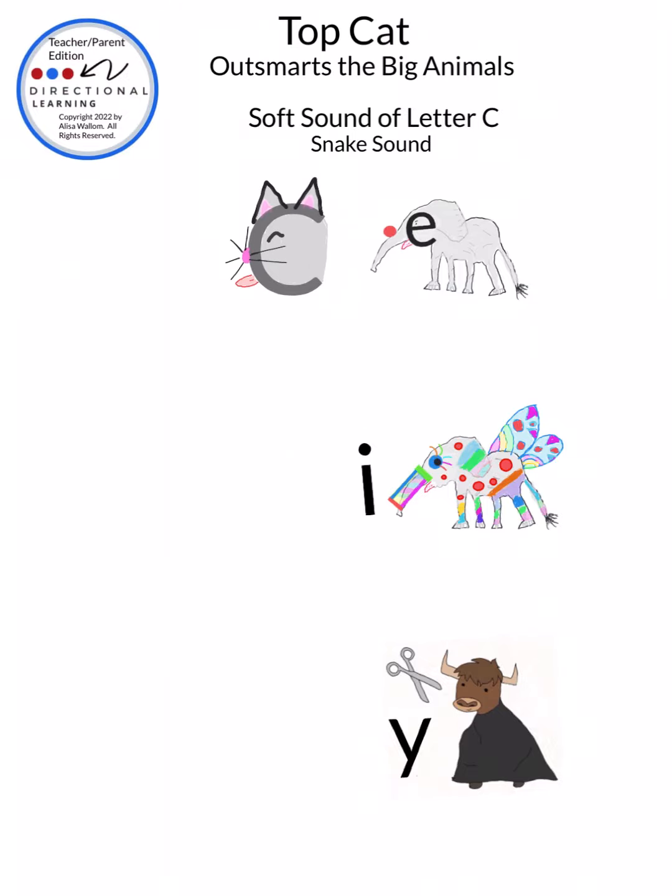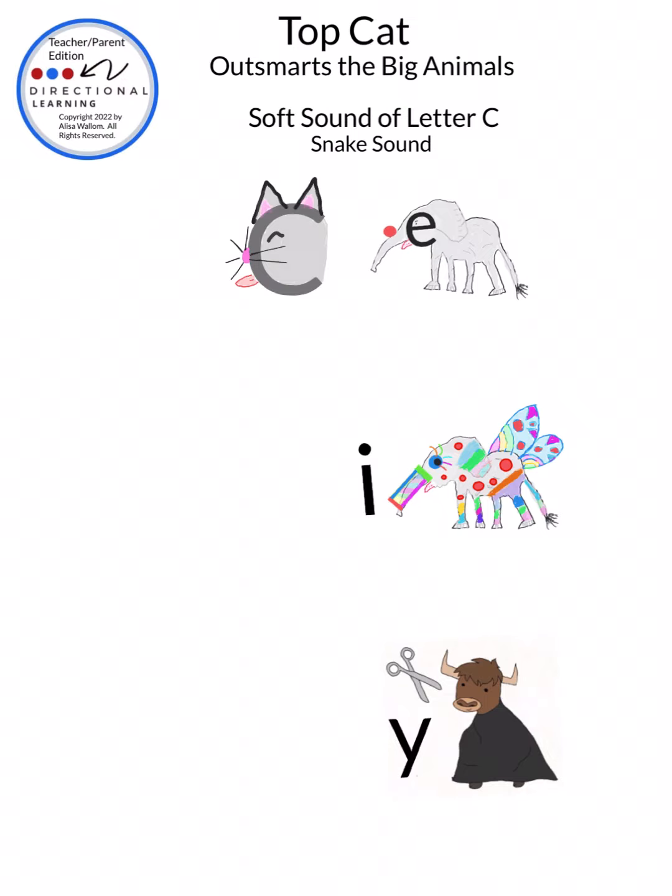Notice our vowels have changed. And notice they're all large animals. So when the cat sees the large animals, he's not going to be too happy because they're big animals. So he's going to make a different sound. He's going to try to scare them away. So this is what he does.